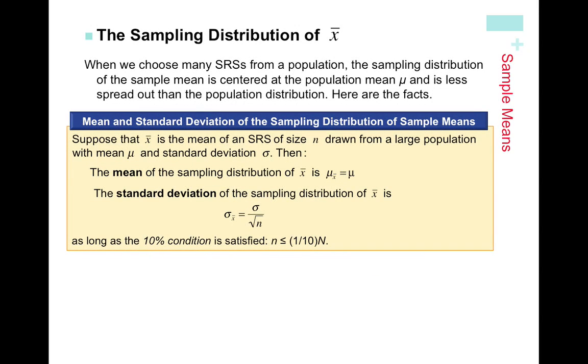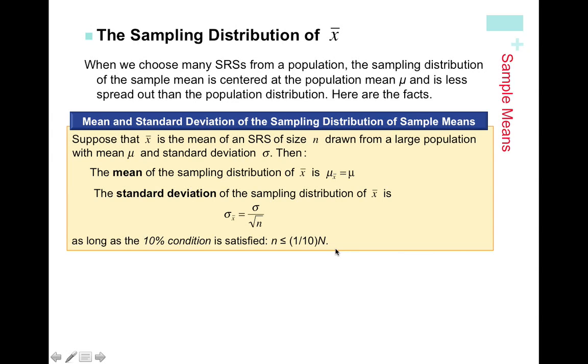Alright, with the sample mean, this is when we found all the possible x bars, put them all together, and created the sampling distribution. So the mean of all the x bars is just equal to mu. The standard deviation of the x bar is equal to sigma over the square root of n, as long as that 10% condition was satisfied.